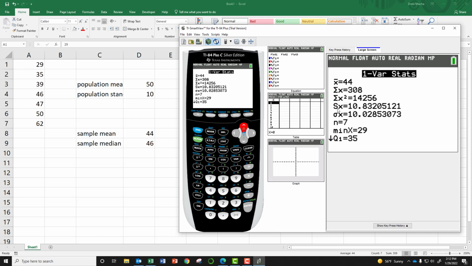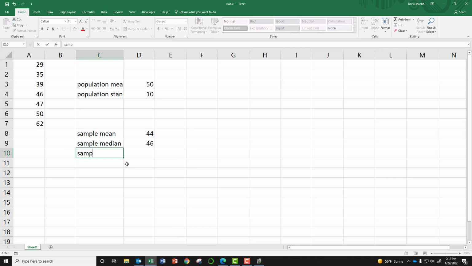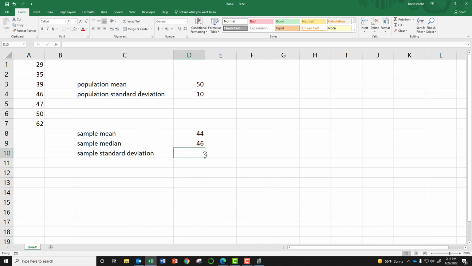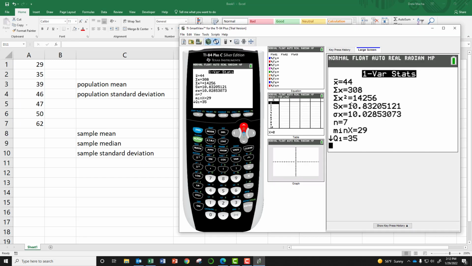Where it says S, the letter S with subscript X, equals 10.83, that's something called the sample standard deviation. And the sample standard deviation is found in Excel with equals stdev.s, open parentheses, and then you select the group of measurements, and that's 10.83 in Excel, and it's 10.83 in your calculator. Below that, where it says sigma x, ignore this. Please don't ever use the sigma x that your calculator gives you. I'll talk about that in a later video.